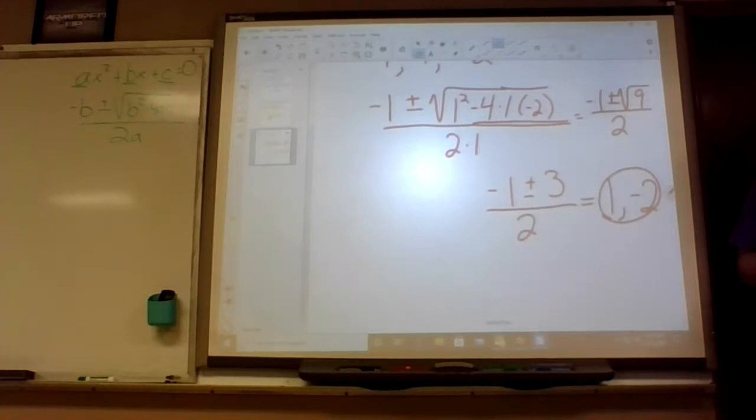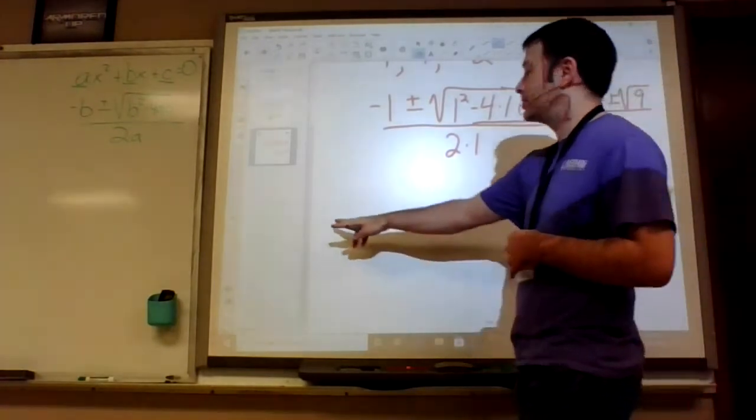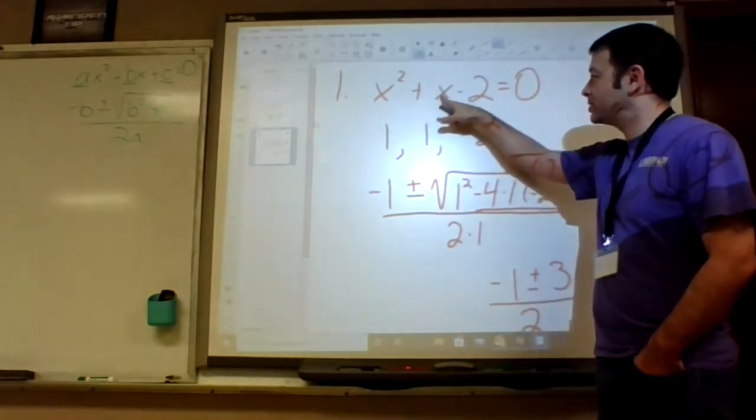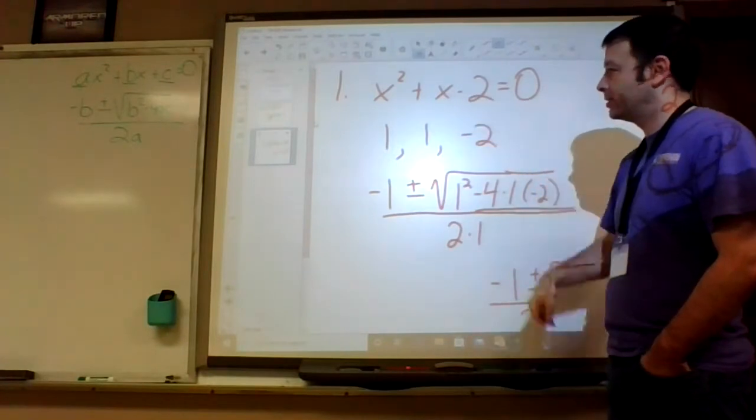How do I know if these two are right? Plug them in. You can always go back and plug it into the original. If I plug in 1, that would be easy to plug in. 1 squared is 1, plus 1 is 2, minus 2 is 0. Works.